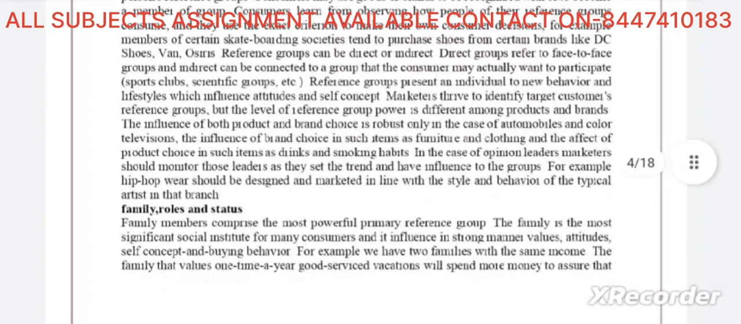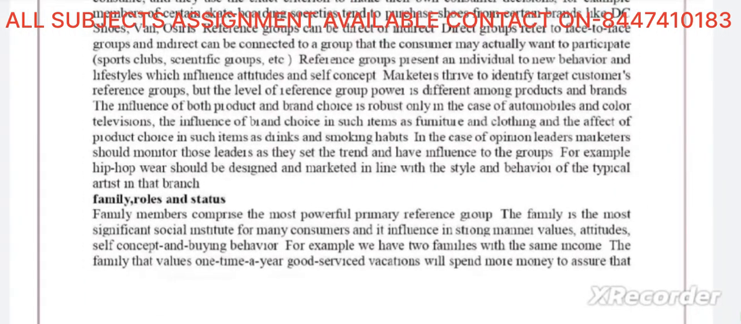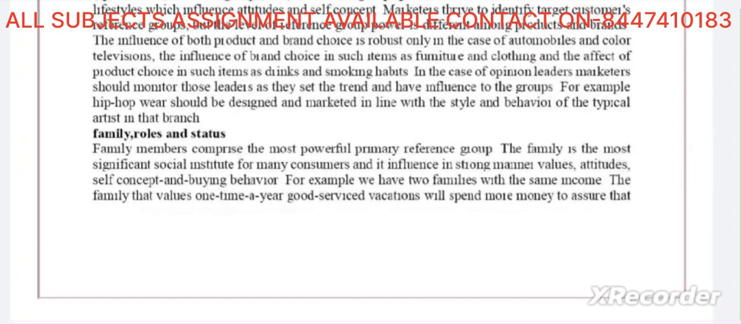The influence of brand choice in such items as furniture and clothing, and the effect of product choice in such items as drinks and smoking habits. In the case of opinion leaders, marketers should monitor those leaders as they set the trend and have influence on the groups. For example, hip hop wear should be designed and marketed in line with the style and behavior of the typical artist in that branch.